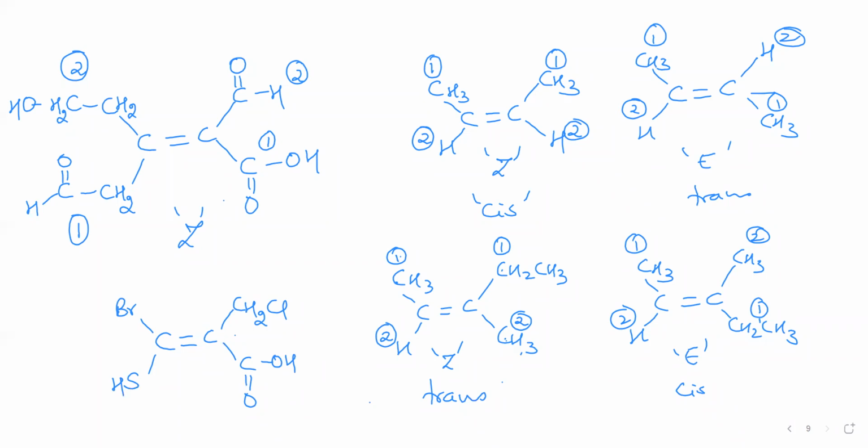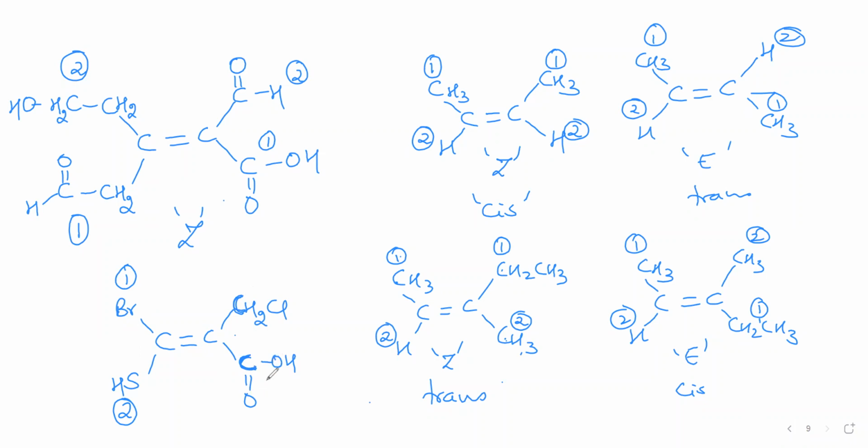Okay, now let us assign the configuration here. Of course, here bromine and sulfur, which will get a higher priority. Bromine will get a higher priority over sulfur. Now coming to this, pay attention here. First atom is carbon here. Here also it is carbon. First atom is same, so I'll proceed to the next atom.